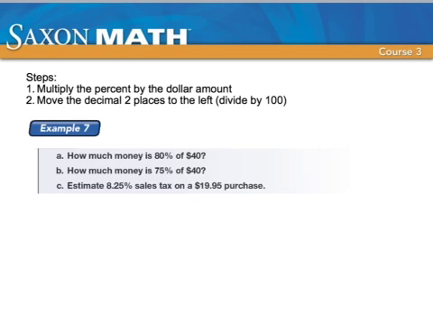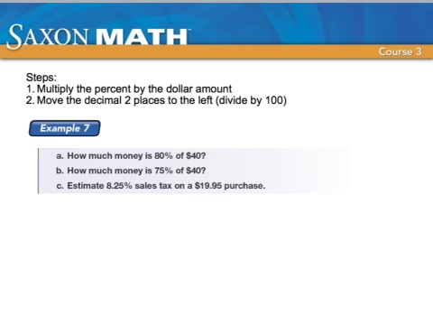Okay, when we handle the real-life application problems that look like this, notice how they're all worded. How much money is 80% of 40? How much money is 75% of 40? Estimate 8.25% sales tax on a $19.95 purchase. That essentially means how much money is 8.25% of $19.95. So they're all kind of worded the same way.